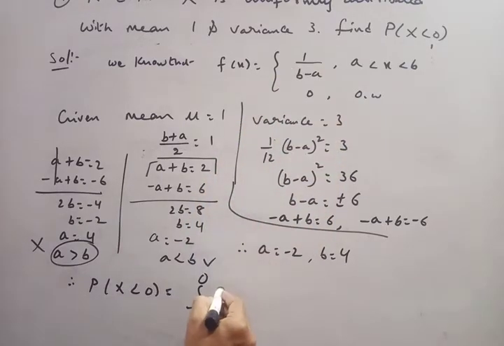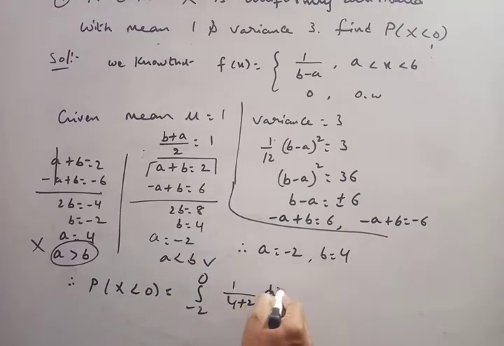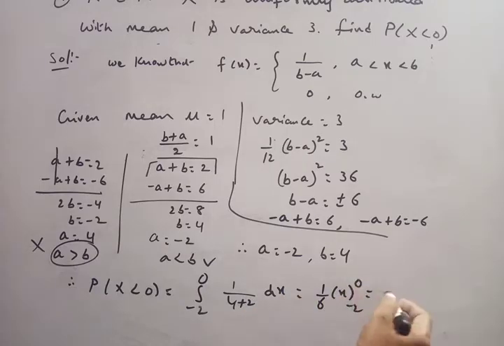So therefore, what is the function, ma? 1 by (b minus a), b is 4 minus of minus 2, into dx. So what I get here? 1 by 6 into x, ma. Limits are minus 2 to 0. If I substitute upper limit 0 minus of minus, plus 2 by 6, I get 1 by 3. Okay. So this is the problem on uniform distribution.